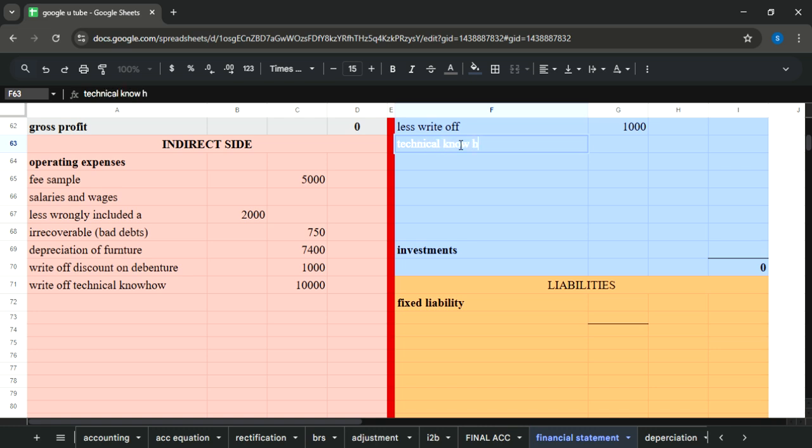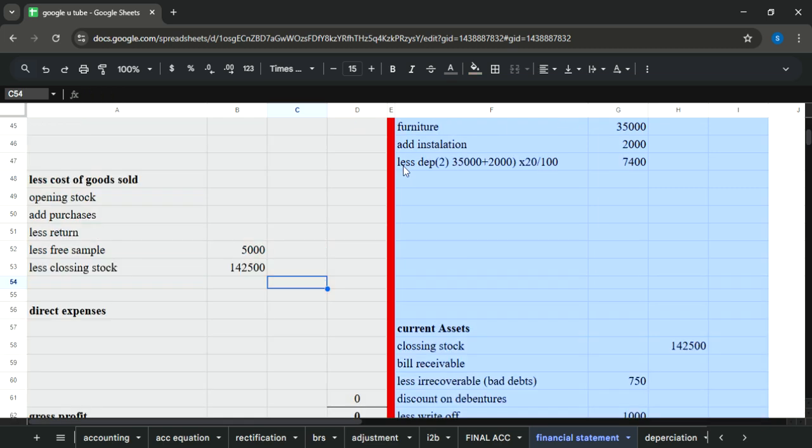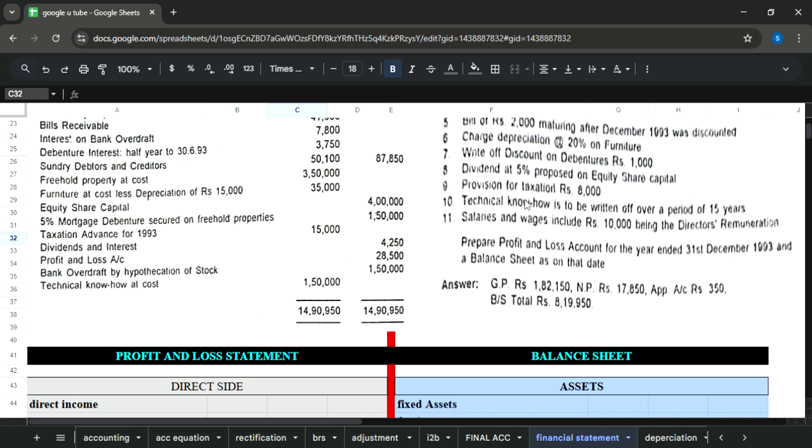Technical know-how amount was 150,000, and we were asked to write off, and here total amount was 150,000. We were asked to write off 10,000, and here we have calculated how this amount arrived. Look at here, 150,000 divided by 15. So this amount would be subtracted in asset side, mentioned as less, remaining amount would be considered asset. Okay guys, 10 adjustments are completed.